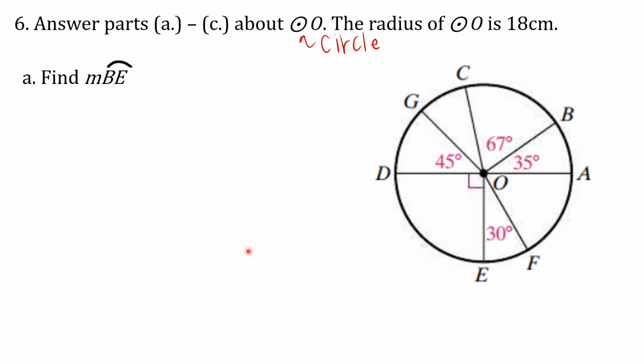So the first part says find the measure of BE. So find the measure of the arc BE, not the length, not the arc length, but the measure of the angle within the arc BE. So let's look at BE. Here's B, here's E, so let's just draw a line connecting those.